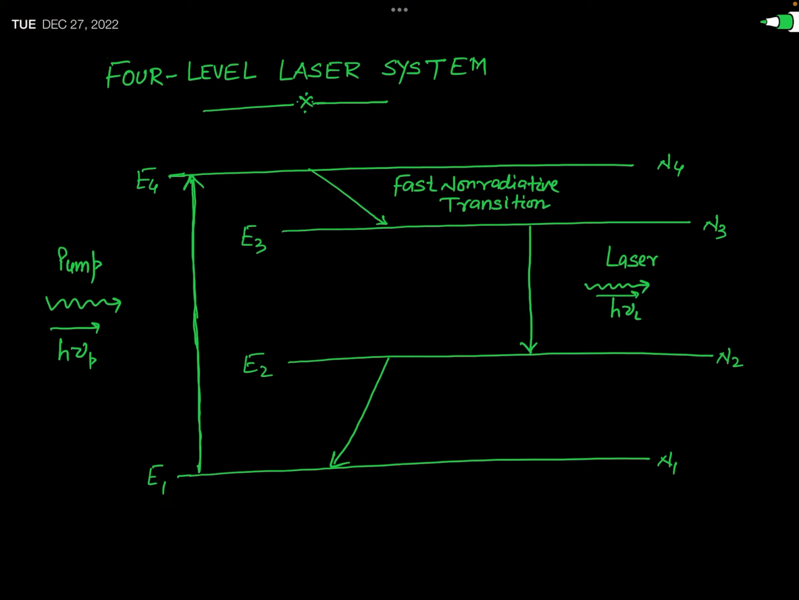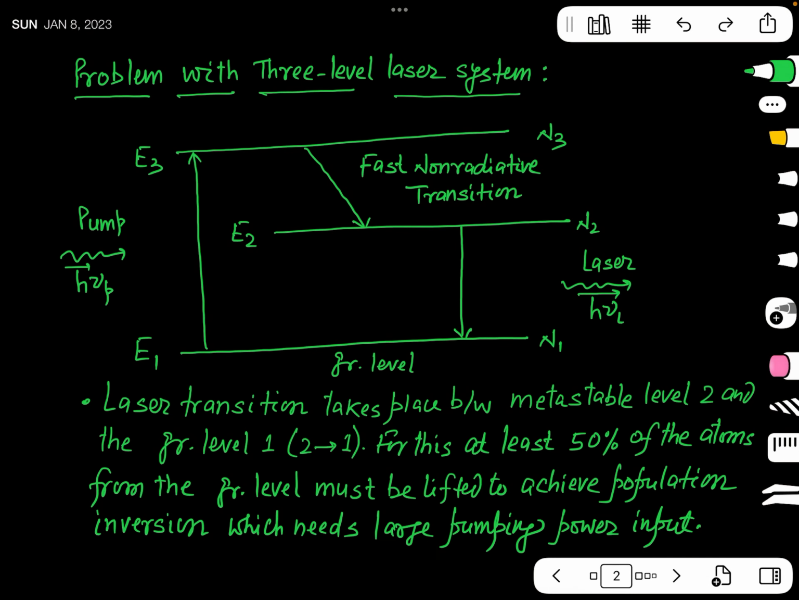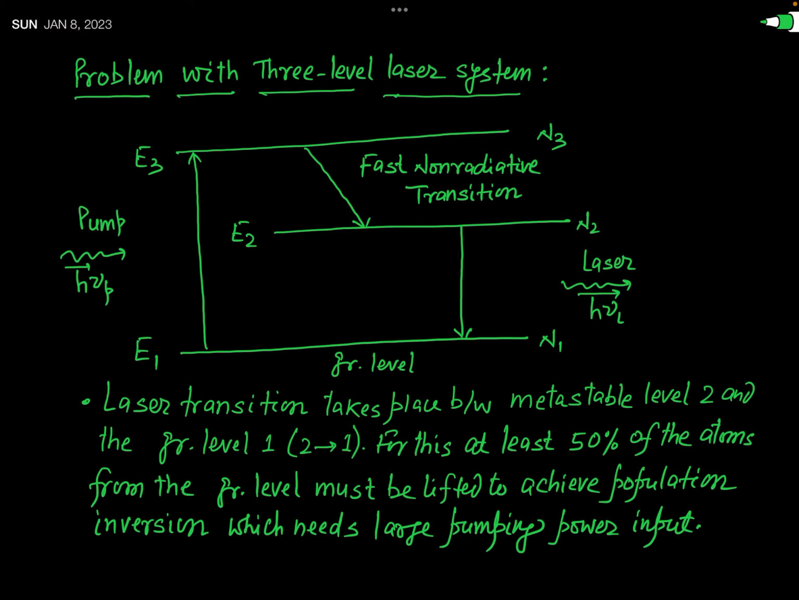And apart from it, you have also seen there is a basic problem with the three-level laser system. What is the basic problem with the three-level laser system? I have told you earlier in the previous lecture, and I am just repeating that here. And due to that reason, the four-level laser system is required.